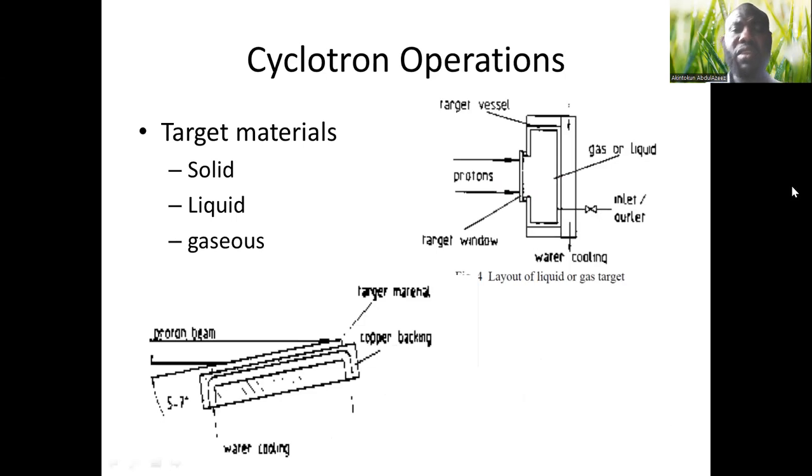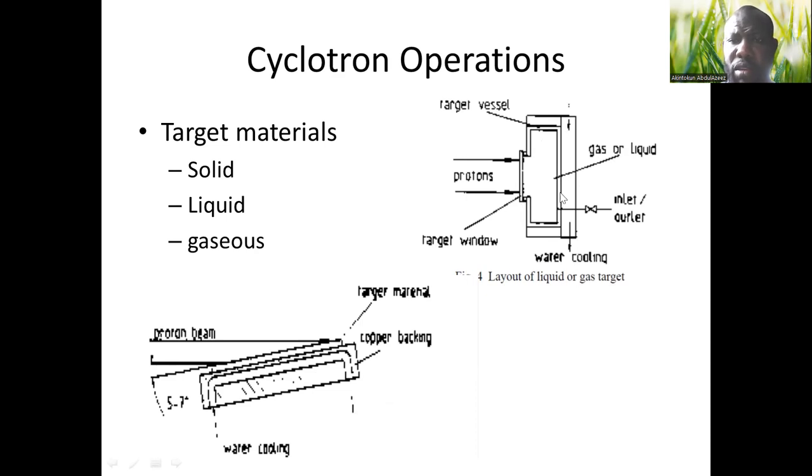So after the acceleration has been achieved, then the extraction occurs, then we go to the target. The target could be a solid target, a liquid target, or a gaseous target. On the right, we have this type of target that could be used for gas or liquid. It normally has a window, you understand? It has the target material inside this, and we have the target body, you understand?